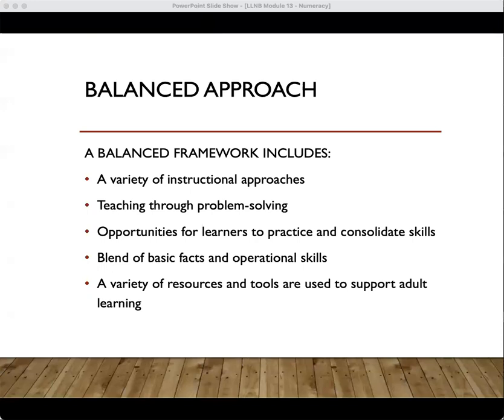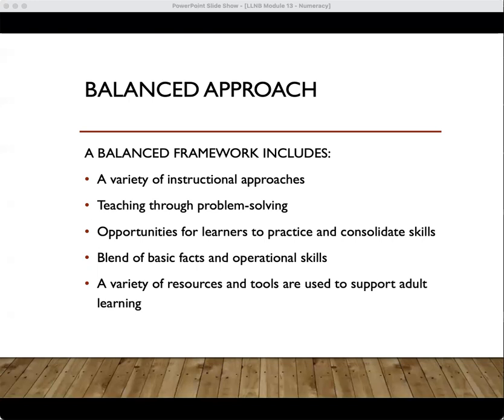A balanced program includes guided or directed instruction, as well as opportunities for learner inquiry, in which learners generate their own solutions. A variety of groupings for collaborative learning with peers, as well as time for independent learning, can be considered essential.